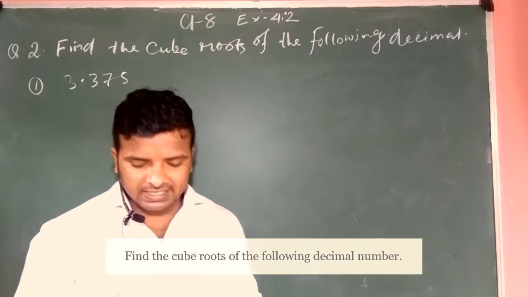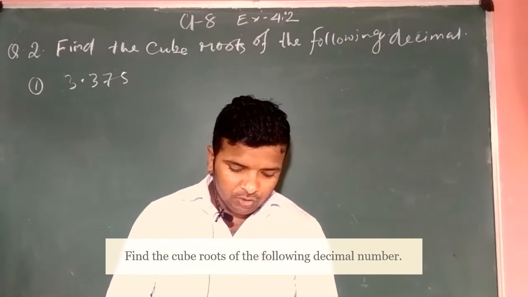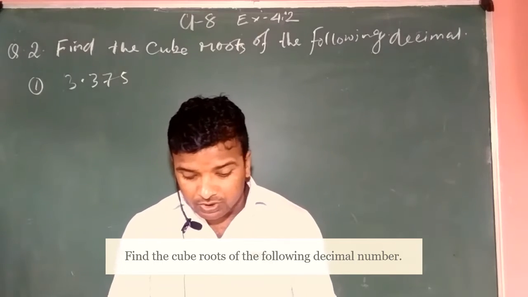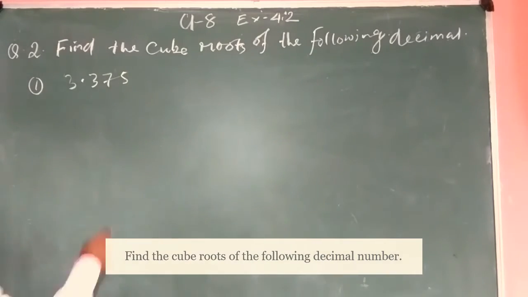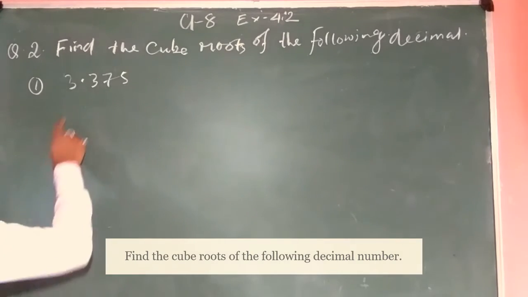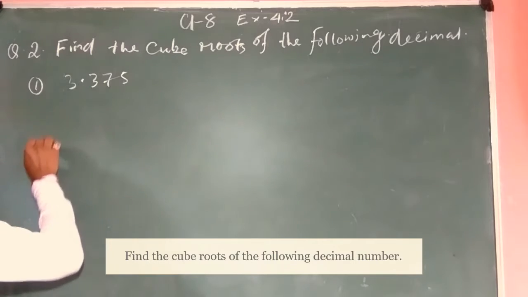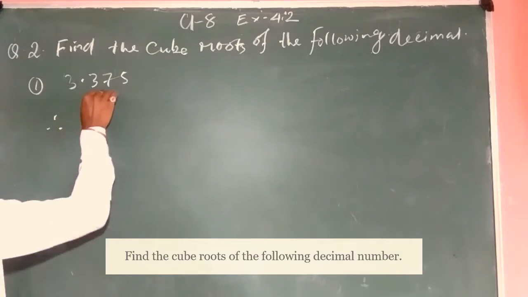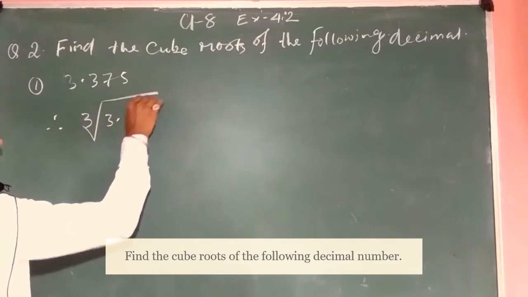Question number 2 says: find the cube root of the following decimal numbers. So part 1 is, as you can see, 3.375. So we need to find the cube root. Therefore, cube root of 3.375.